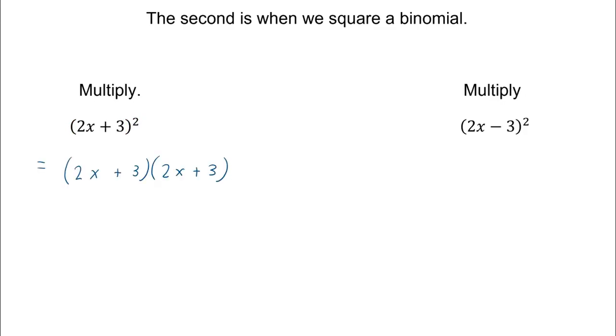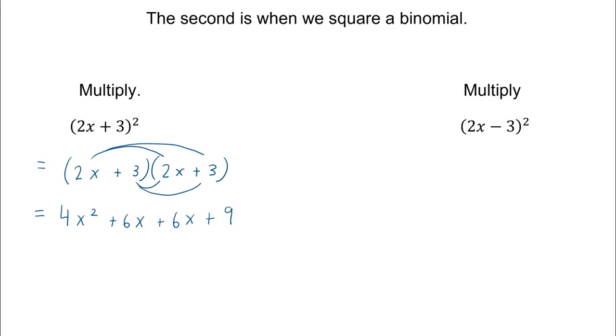Take the binomial 2x plus 3 and multiply it times itself, another 2x plus 3. So here I have a FOIL situation. Well, I told you we were going to learn a shortcut, but let's do it the long way first. Let's FOIL 2x plus 3 times 2x plus 3. 2x times 2x gives us 4x squared. 2x times 3 gives us 6x. 3 times 2x gives us another 6x. And 3 times 3 gives us 9.